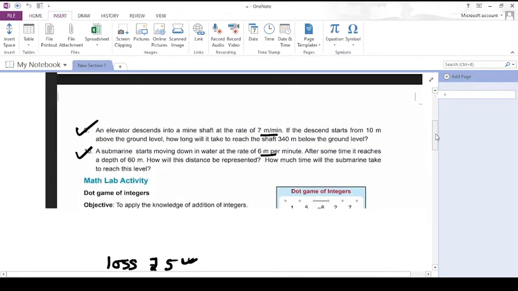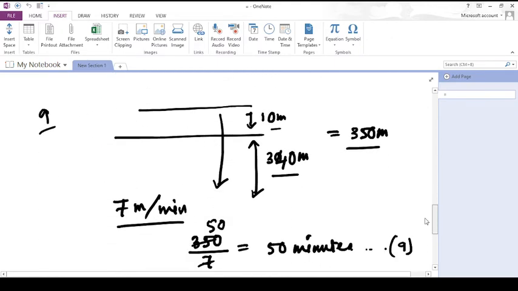Now the next question, question number 9. An elevator descends into a mine shaft at the rate of 7 meters per minute. If the descent starts from 10 meters above the ground level, how long will it take to reach the shaft 340 meters below the ground level? So the question is like that.